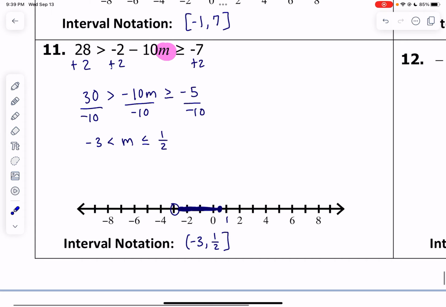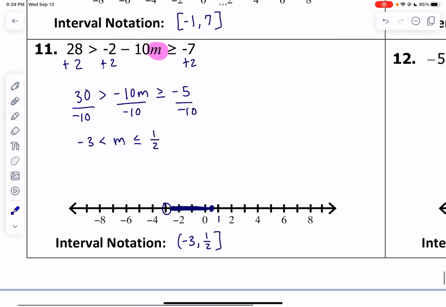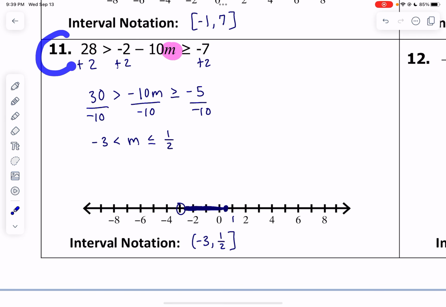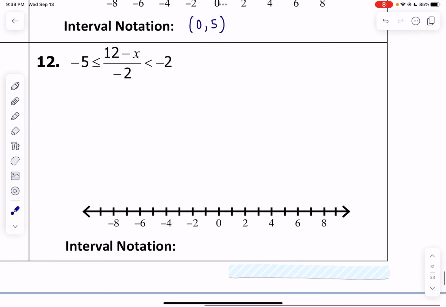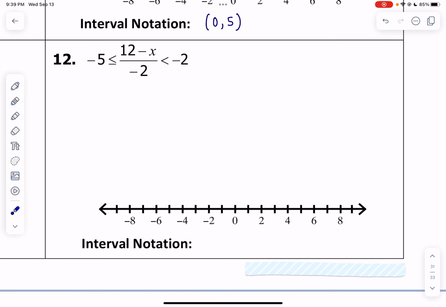So let's look at number 12, and hopefully question 11 made sense. So let's go ahead and jump over to question number 12, which is our last question for this video. For question number 12, we have to be really, really careful. So I'm going to go ahead and just rewrite the and inequality they give us. I'm going to put just a little bit of space after that, negative 2.